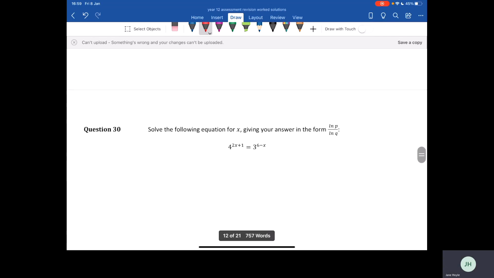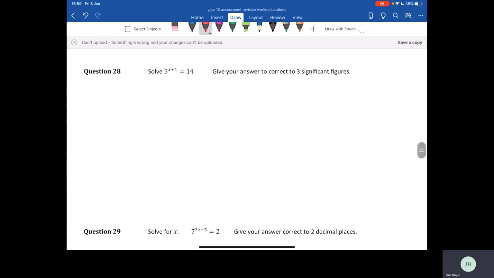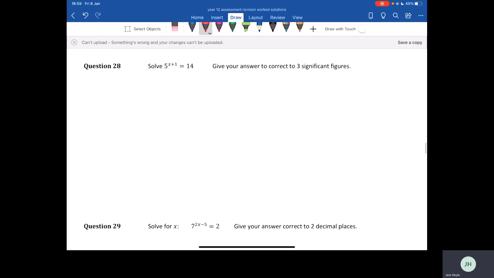So I think just to finish with, we've got a couple of questions the other way around. We've been given the exponential equation and we need to solve it using logs. So here, take logs of both sides. It says give your answer correct to 3 significant figures. So we could do one of two things, or actually a number of things.